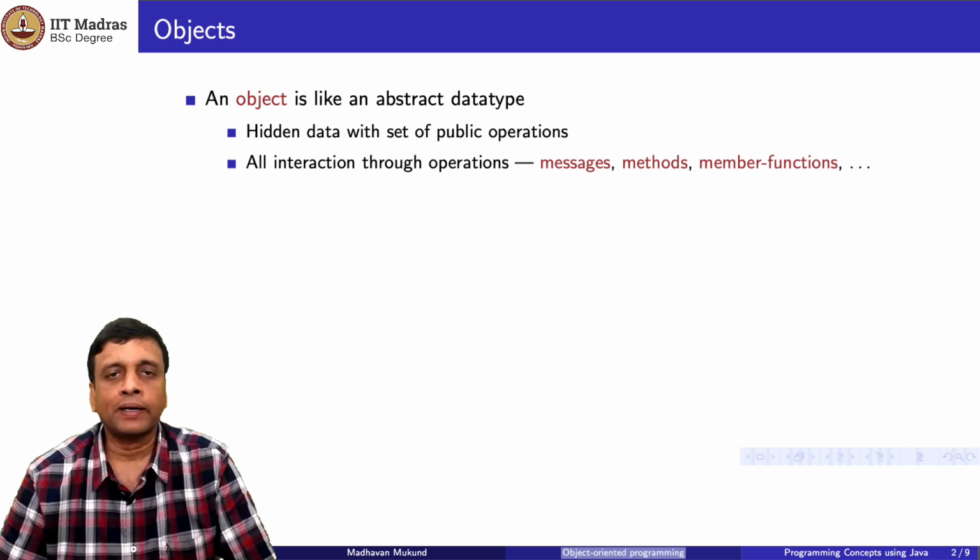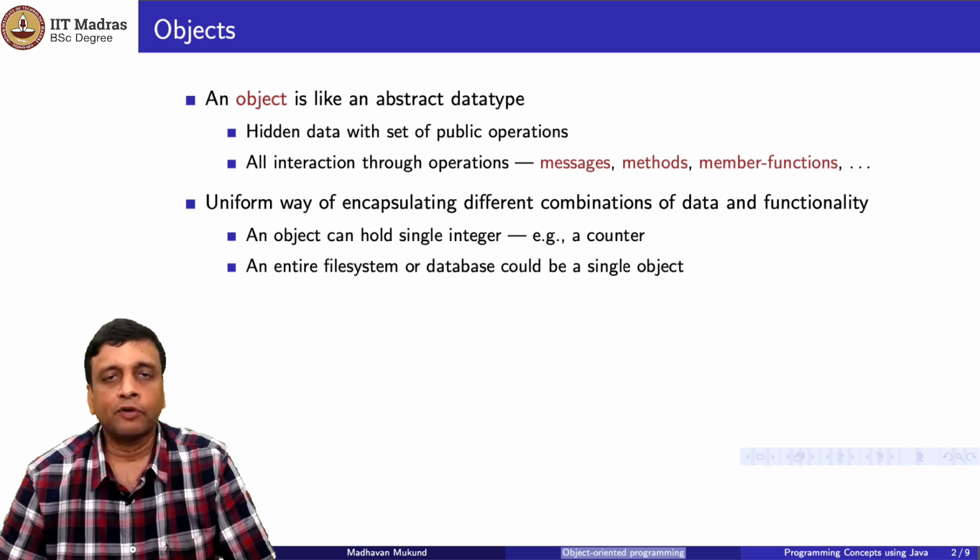And as we would expect from an abstract data type, all the interaction that we do with such an object is through the operations. And in object-oriented programming, there are many different names given to these operations. So very often they are called messages or methods, or in some programming languages they are called member functions and so on. But they all mean the same thing. These are essentially the public functions which we use to manipulate the data inside an object or to find out information about the data inside an object.